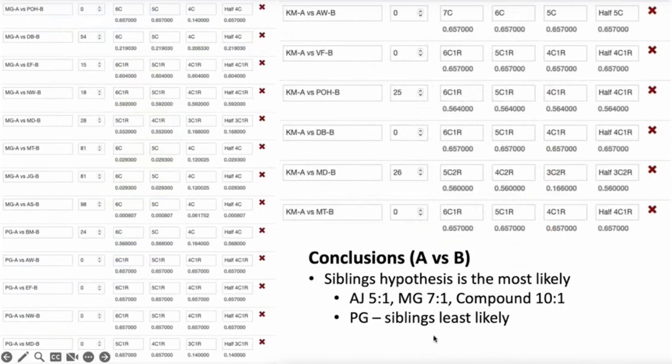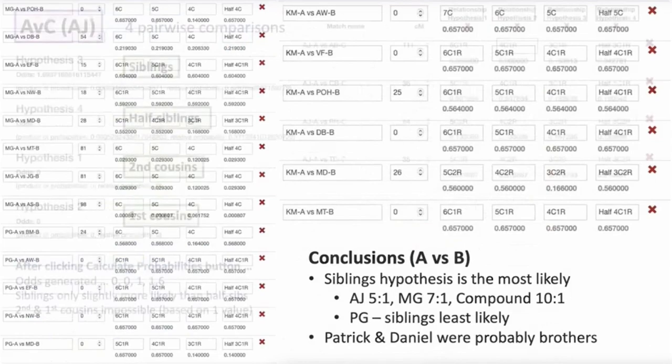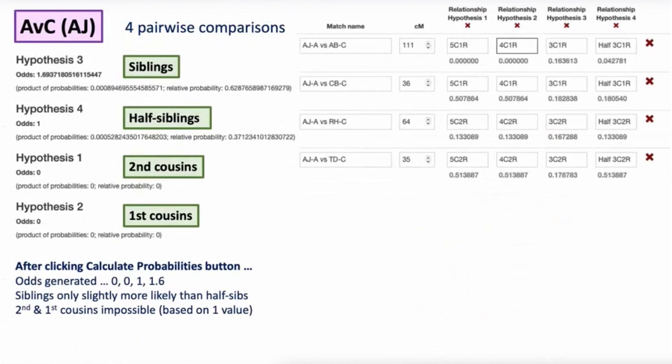But my brother suggested that siblings were least likely, but then a lot of his comparisons had a value of 0 for the amount of CMs shared. So that was the WATO analysis comparing Family A with Family B, Patrick with Daniel. We conclude from this that the multiple WATO analysis supported the idea that Patrick and Daniel were brothers. But again, there's a caveat that it wasn't consistent across all of the comparisons.